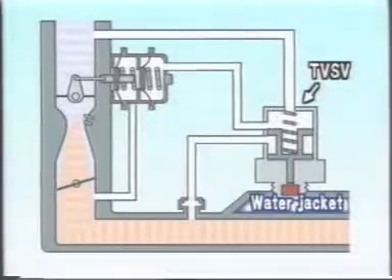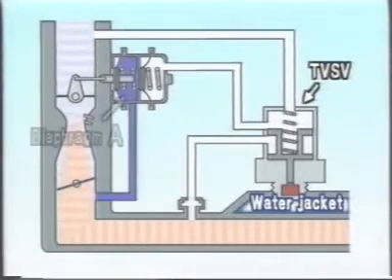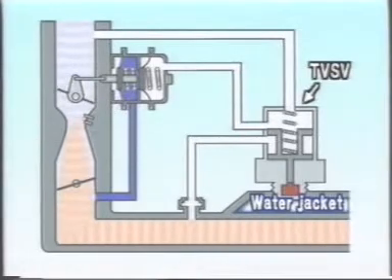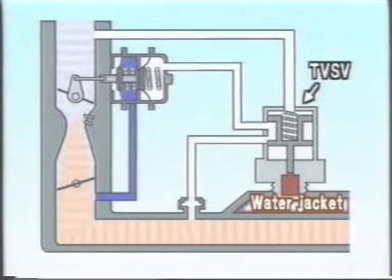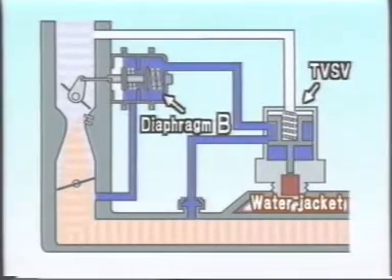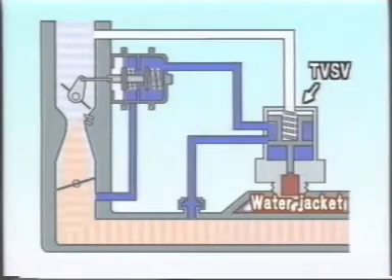When the engine is started, the low intake manifold pressure causes diaphragm A to slightly open the choke valve. After the engine warms up and the coolant temperature rises to normal operating temperature, the TVSV opens, and the vacuum from the intake manifold causes the choke opener diaphragm B to open. After this, the choke valve is operated by the auto choke mechanism.